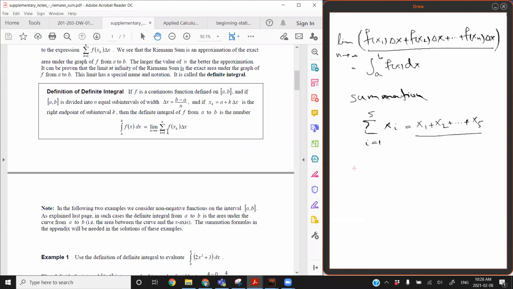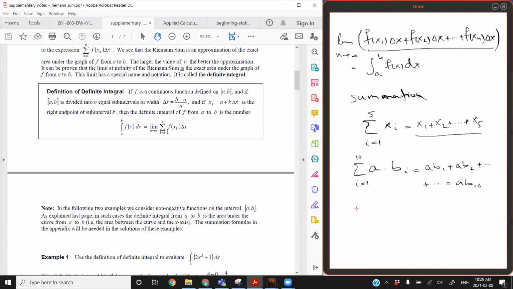Another example, you may have something like this. Let's say sigma a times bi, i from 1 to 10. What do we mean by this? We mean a times b1 plus a times b2 plus a times b3 all the way to a times b10.